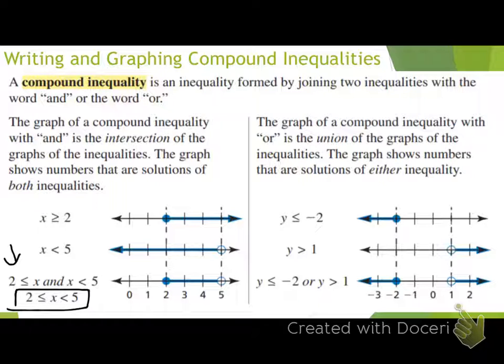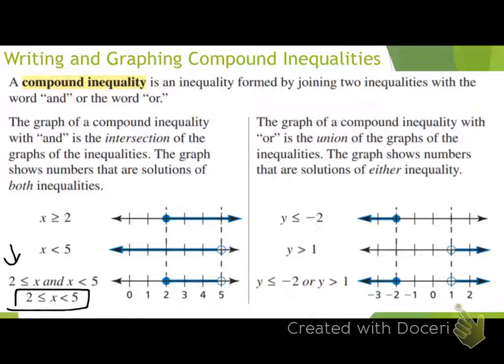It's got to be a solution of y is less than or equal to negative 2 in this case, or y is greater than 1. As long as it fits one of those, it's a solution of my whole compound inequality. Okay? So once again, they graphed them individually. Y is less than or equal to negative 2. Closed circle on negative 2, shaded to the left.